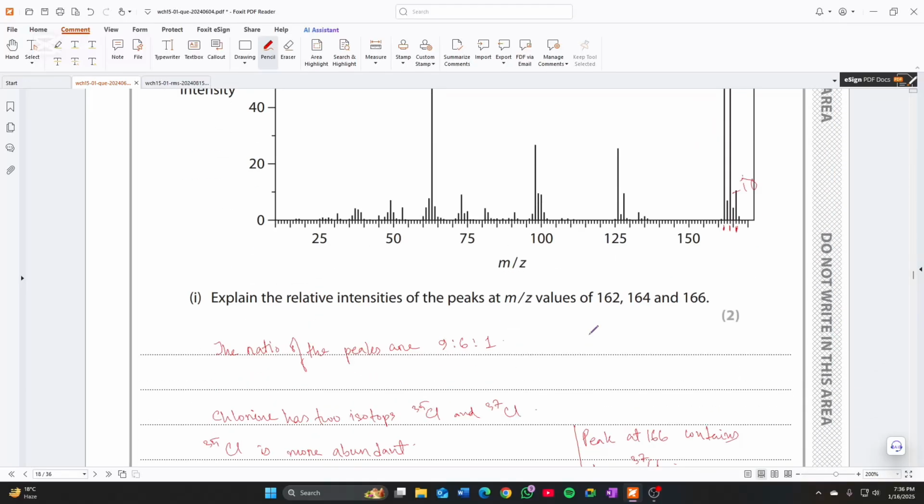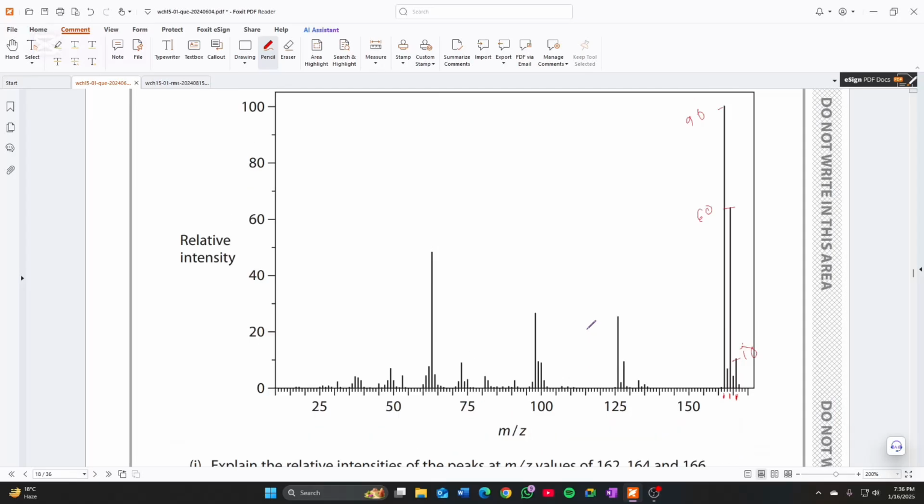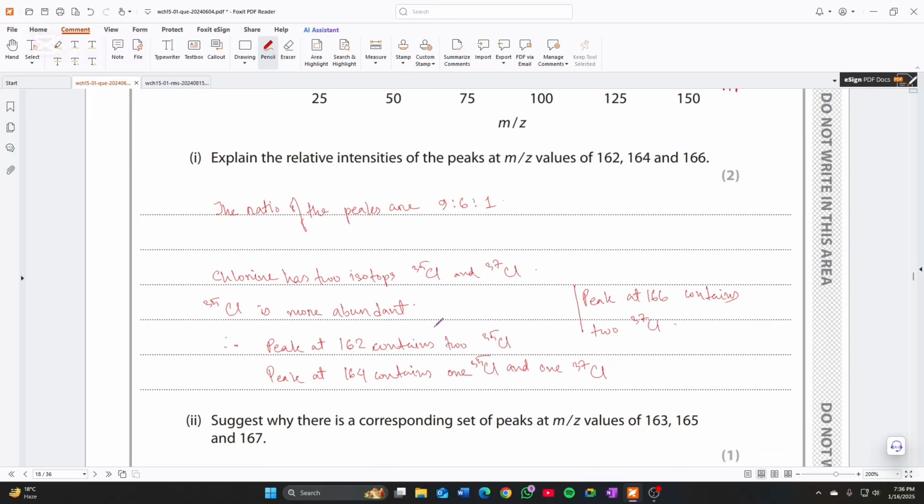So we know that chlorine has two isotopes, chlorine 35 and chlorine 37. Chlorine 35 is more abundant, which means it will give a higher peak. Since the peak at 162 is the highest, it contains two chlorines, and both of the chlorines in the compound are chlorine 35. The peak at 164 is in the middle. This means there is one chlorine 35 and one chlorine 37.